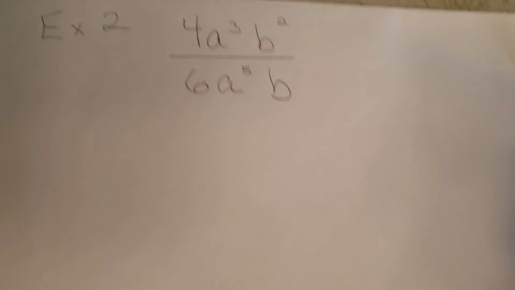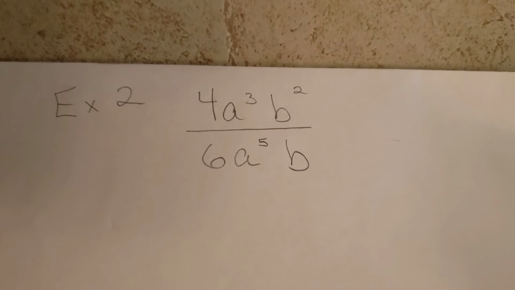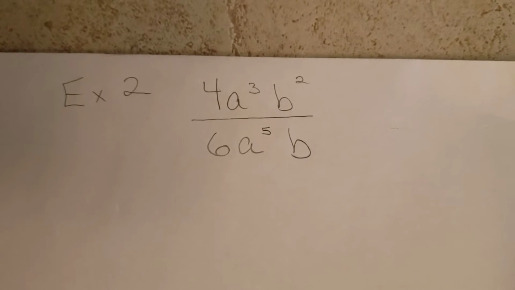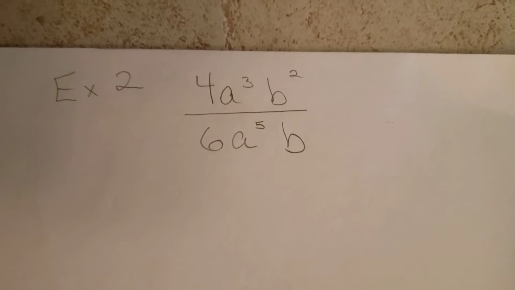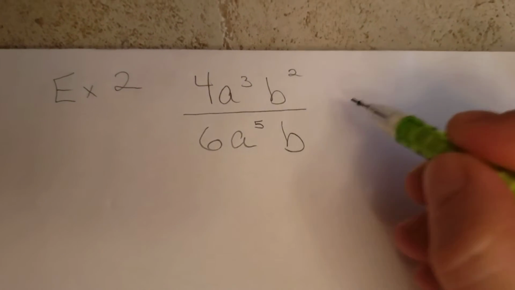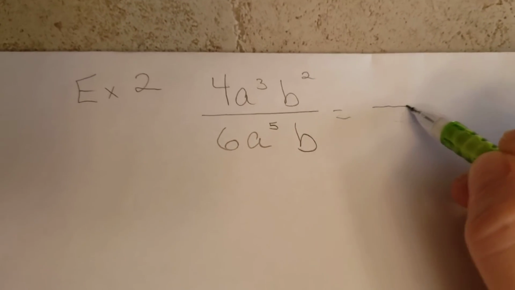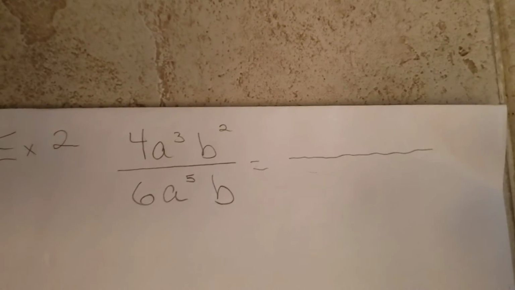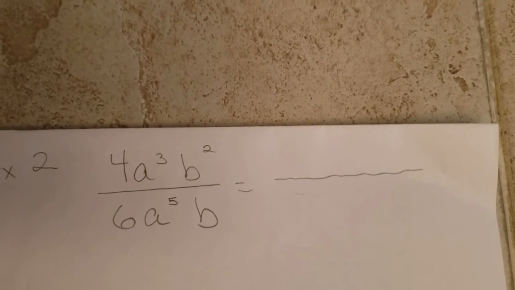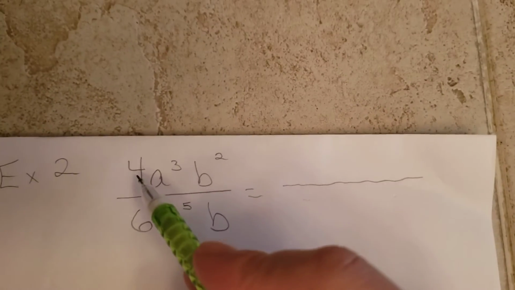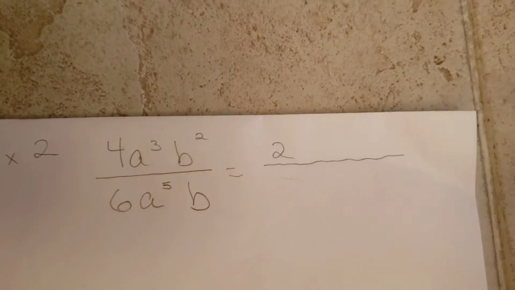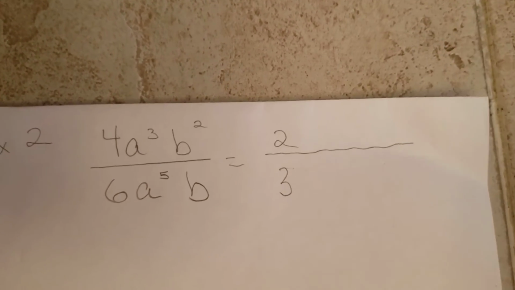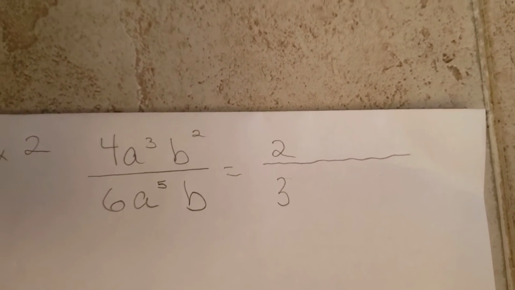Example 2. Now I'm going to throw some coefficients in here that are not 1. So in this particular problem, 4a cubed b squared is over 6a to the 5th b. So looking at these coefficients, first of all, if I had the fraction 4/6, I could simplify that very easily. The greatest common factor of 4 and 6 is 2. So if I take 4 divided by 2, I get 2. If I take 6 divided by 2, I get 3. I still need to simplify my coefficients if possible.